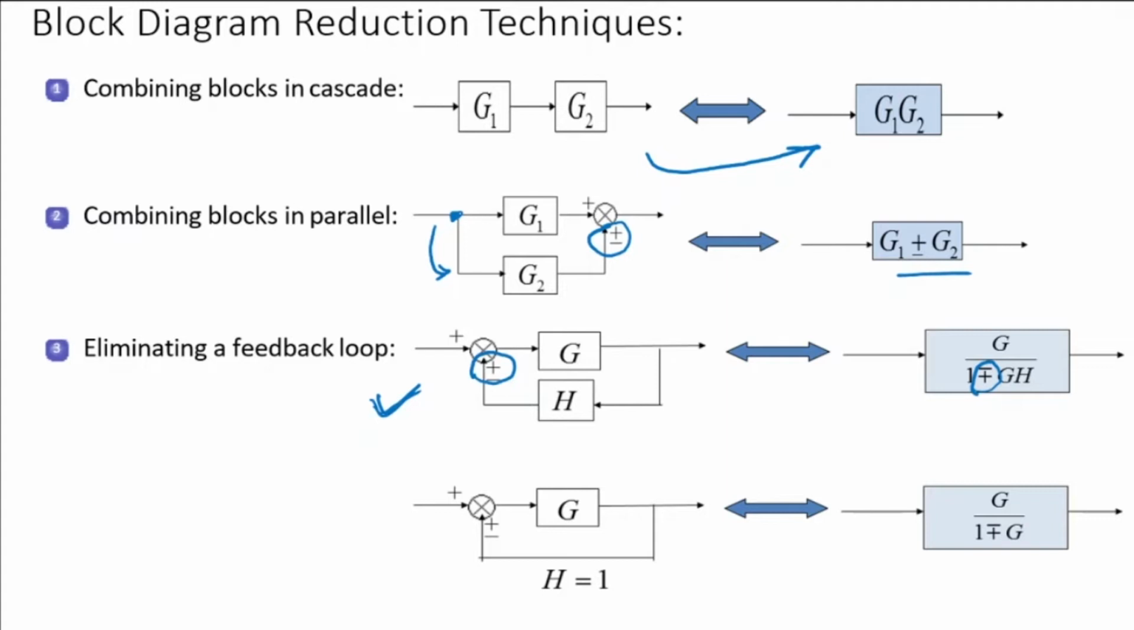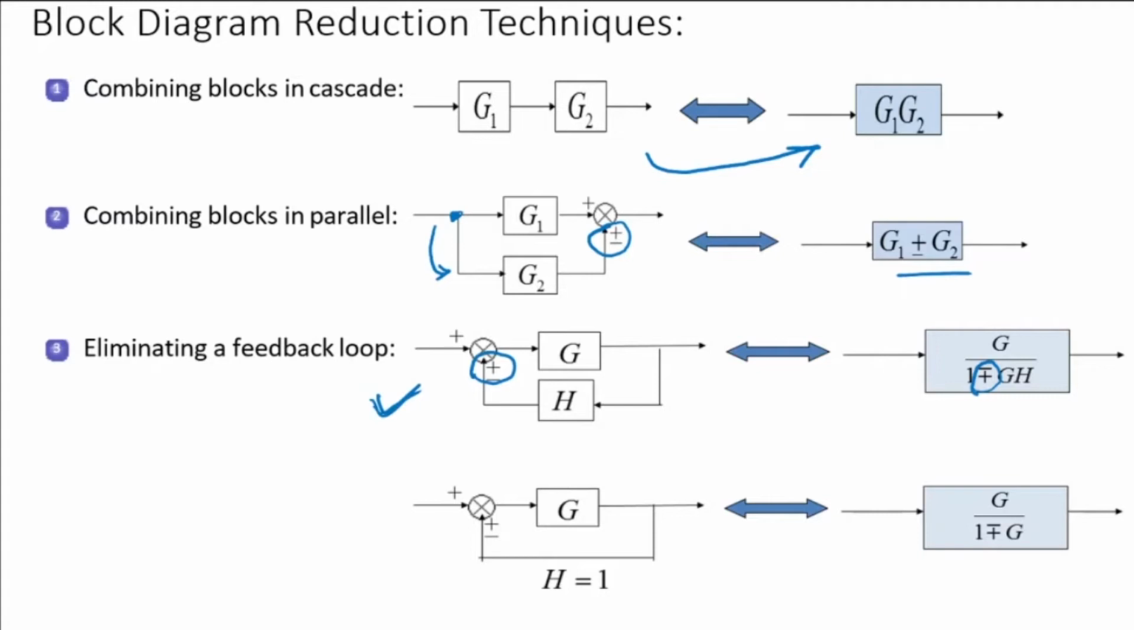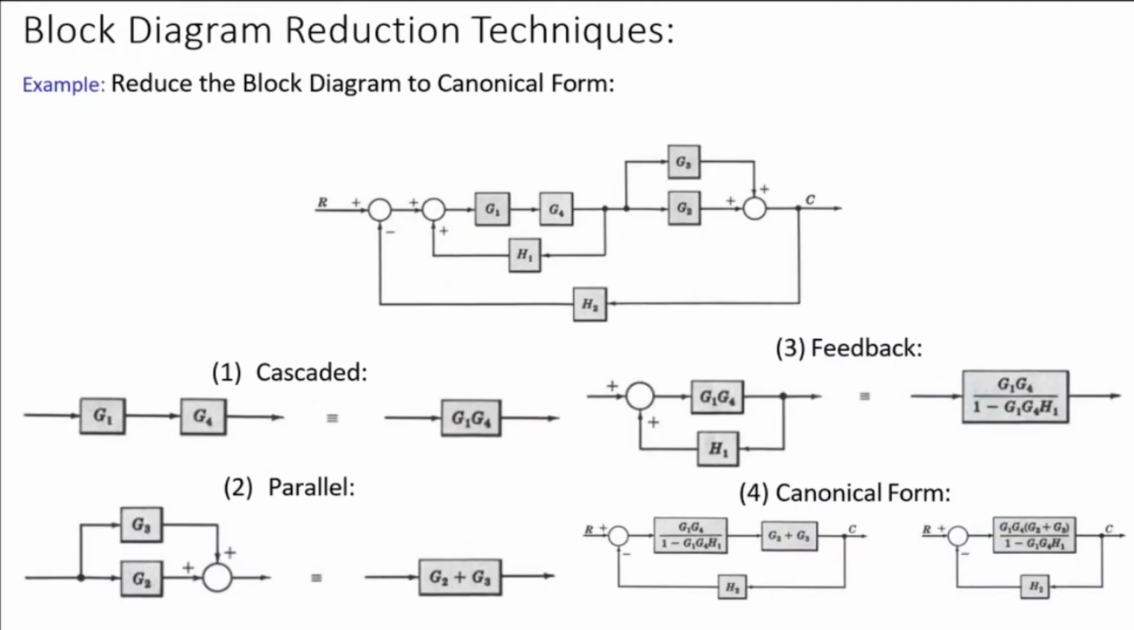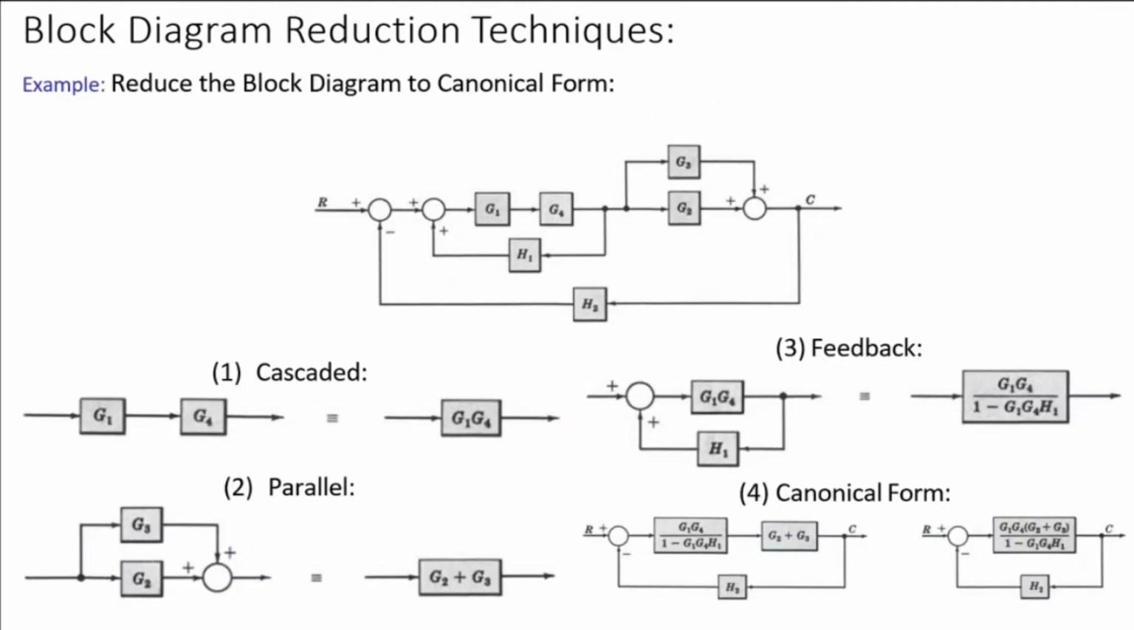Now moving further, we can use these reduction techniques to reduce a block diagram which contains many blocks. For example, this is an example. There are many blocks: G1, G4, H1, G3, G2, H2. These are all different blocks, and we need to bring it to one block because we want the transfer function of the complete system. So how do we reduce it? We catch one loop at a time and reduce it by using one of these.